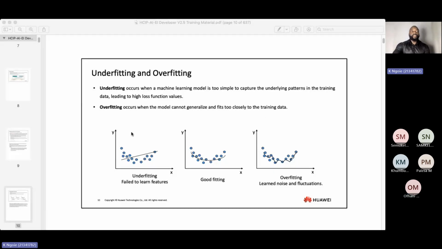So overfitting occurs when the model cannot generalize or fits too closely to the training data. We have certain training data. Basically, when you're creating a model, we give the AI data, and the AI will learn from the data and create a certain pattern and a mathematical equation, which we call a model, so that the new input will be applied in that equation, and then it gives us an output.